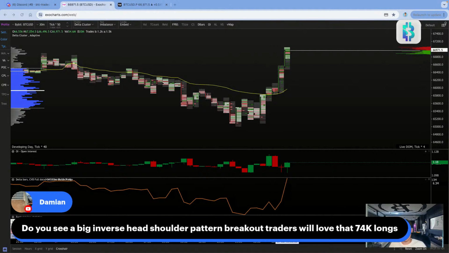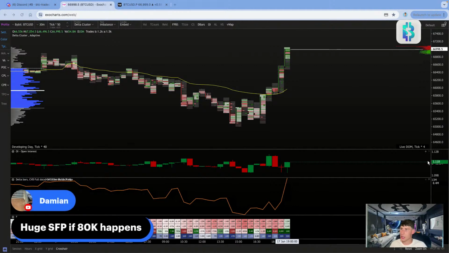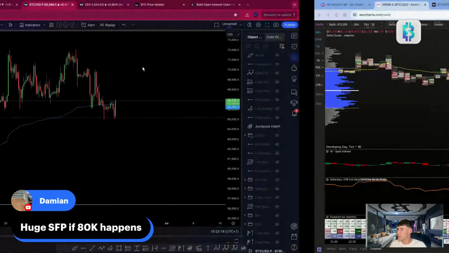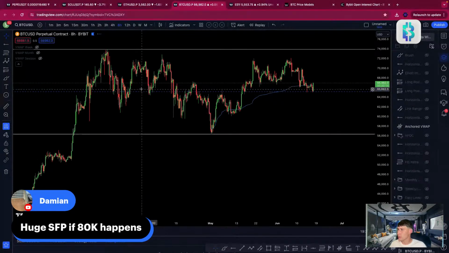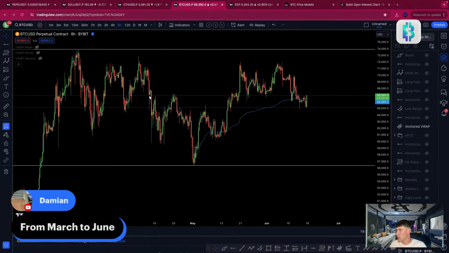Do you see a big inverted head and shoulder pattern, breakout traders will love that. Love that, 74k longs from March to June. Huge SFP if 80k happens. Yeah, let's have a look at that. So from March to June.